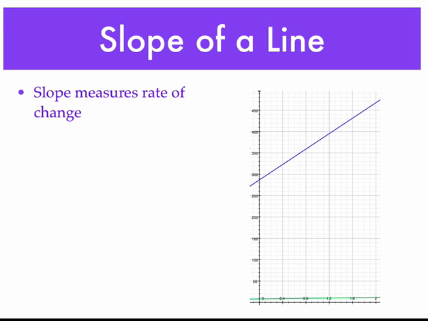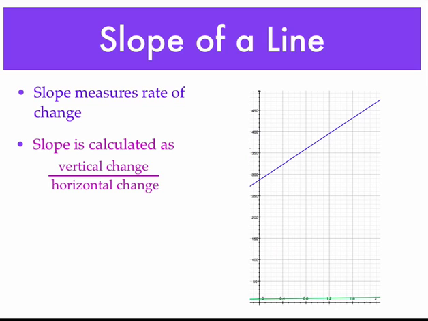Slope is calculated as the vertical change divided by the horizontal change. You've probably heard it as rise over run. You can think of this as measuring how quickly the y value changes in relation to the x value. The larger the ratio, the faster the rate of change.